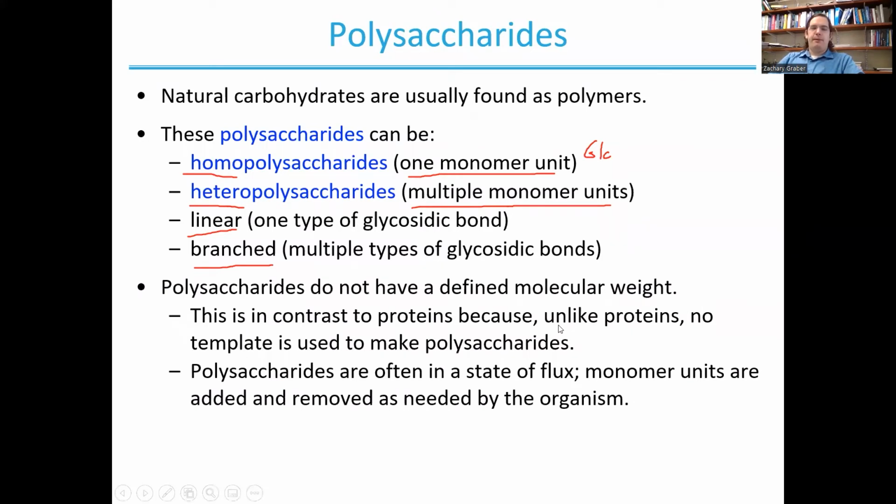In most cases, our polysaccharides will not have a defined molecular weight. In contrast to our proteins, our polysaccharides do not use a template for their production. So they'll often be more in a state of flux, where we can add or remove our monomeric units as needed, right? So we could take off some sugars that we want to use for energy, or we could add more sugars when we have excess energy and want to try to store that.